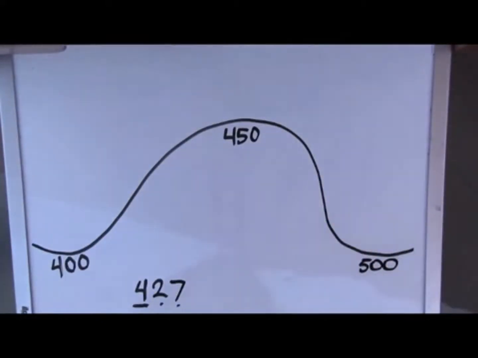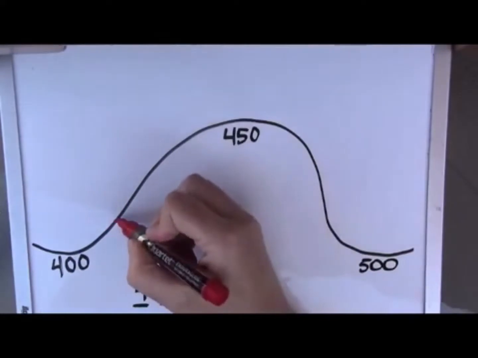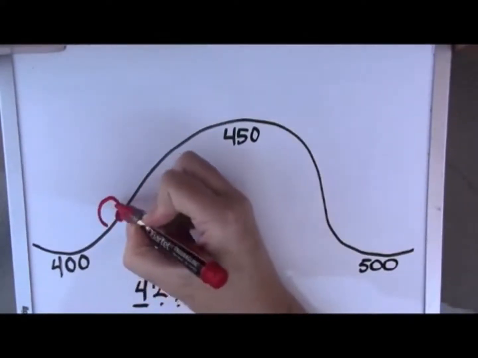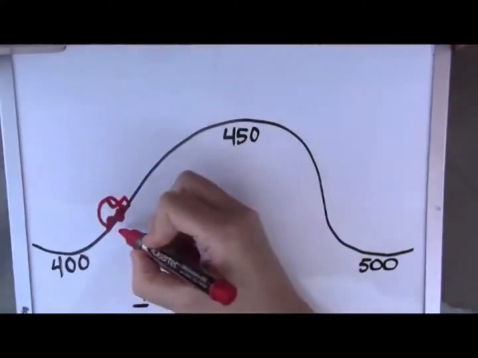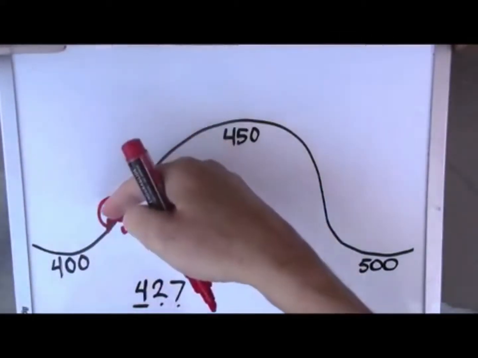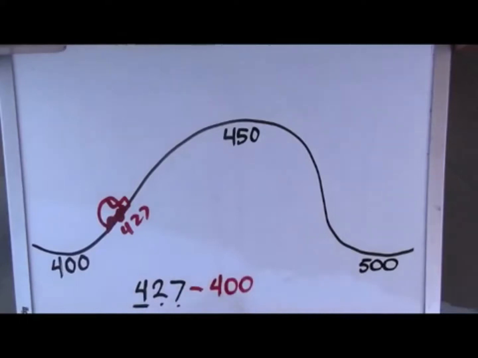So let's find 427. Let's see, 400, 450, 427 would probably be right about here. I'm going to put my car in here, let it go, and 427 goes back down to 400. 427 rounded to the nearest hundred is 400. This works really well with really big numbers as well.